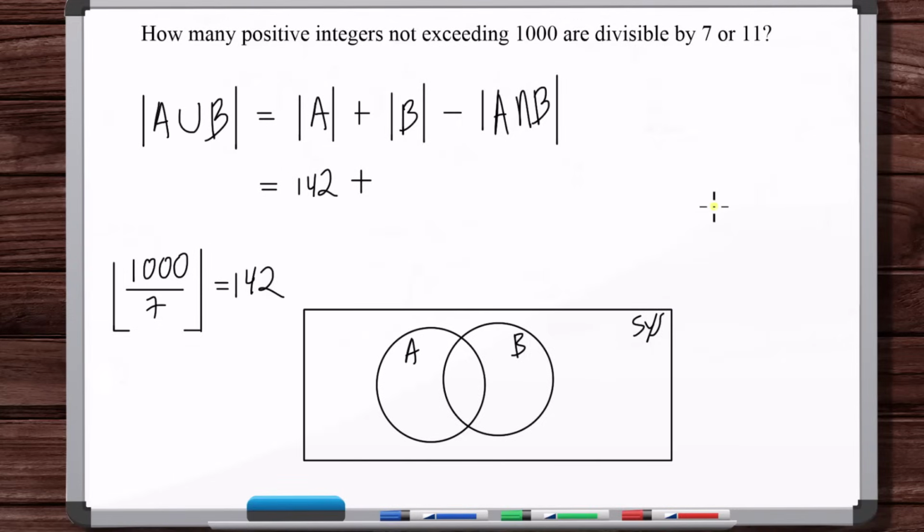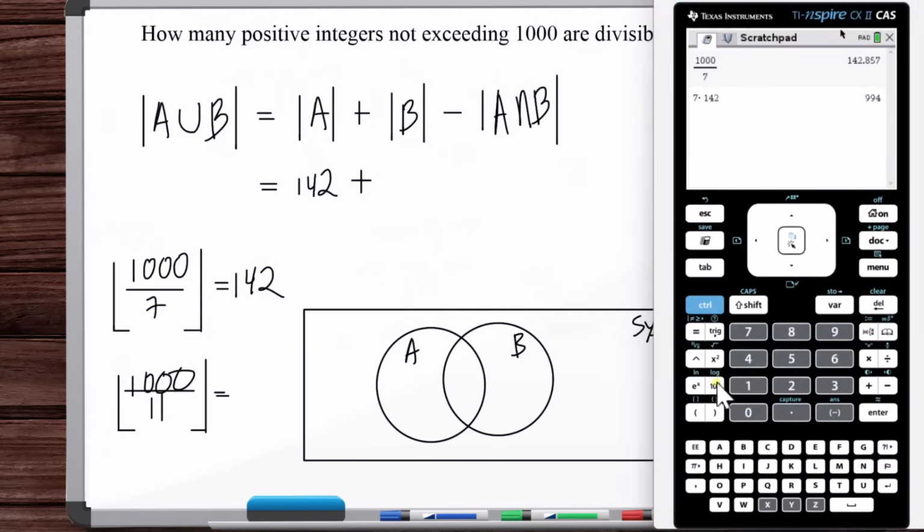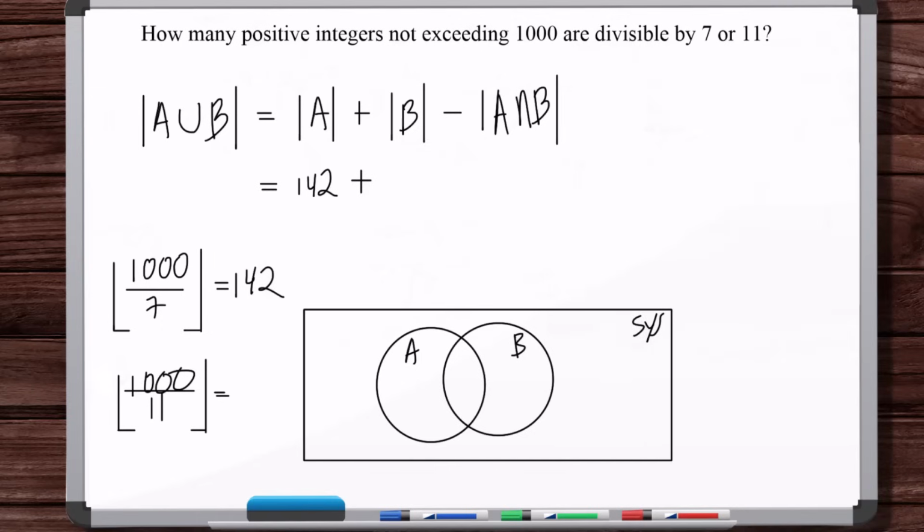Now with B, do the same thing. It's the floor function of 1,000 divided by 11. So 90. Okay, now, we could assume that the sets overlapped. It doesn't matter, because if they actually don't overlap, then once we analyze it, we'll just put 0 here. But okay, do they overlap?